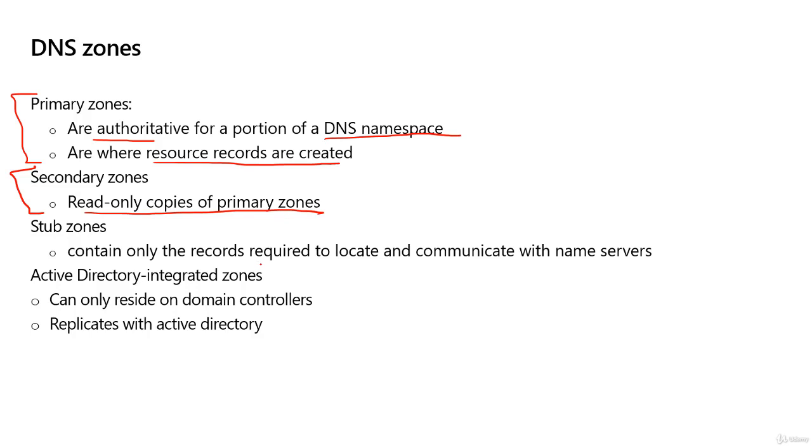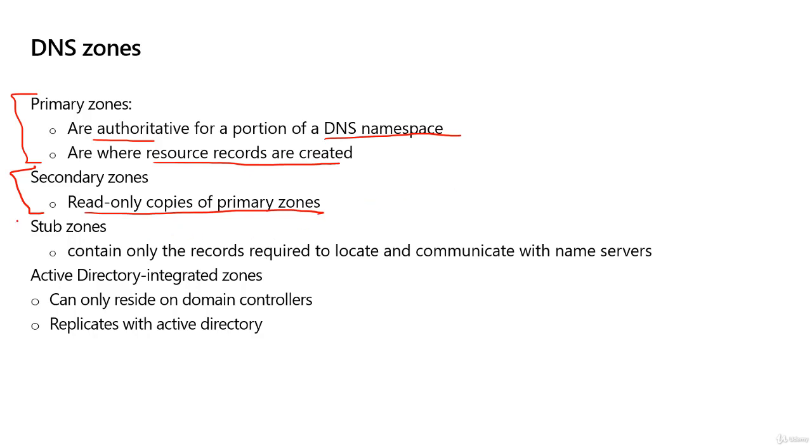Now, these are not extremely common, but the benefit would be I have one zone, a primary zone, I create all my records in. Then if I have a branch office, I can put a secondary zone in the branch office. It's going to have a copy of all the records in a read-only format. They just get transferred to your DNS server in your branch office.